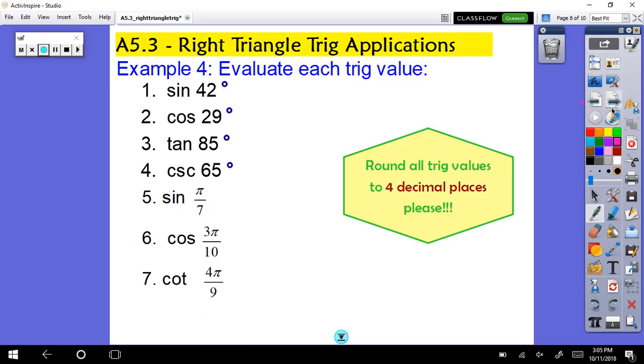Okay, grab your calculator. We're going to round these to 4 decimal places. For the first 4, your calculator needs to be in degree mode. So you're going to have to flip modes once you get to number 5. Otherwise, you're going to get answers that are not the same as everyone else's, okay? So I want you to try 1 through 7. Make sure you're in degree mode for the first 4 and radian mode for the last 3. And then we will check in just a minute.